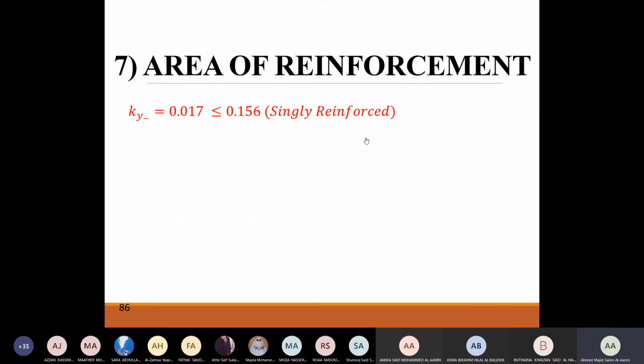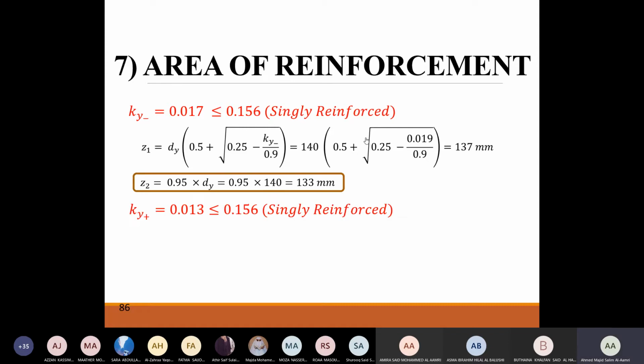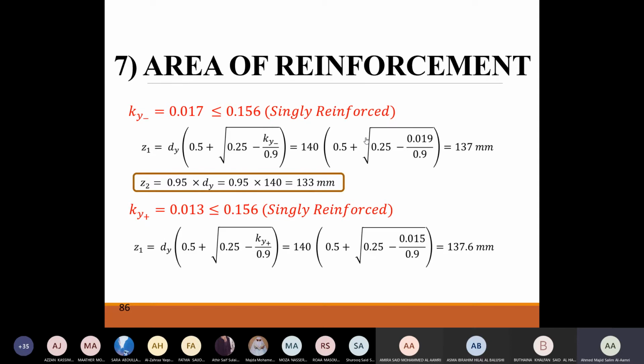After calculating for Kx negative and Kx positive, we are going to calculate now for Ky negative. Once again, we check it with 0.156, Z1, Z2, and we take the minimum of the two. Then Ky positive. You remember that we have 4 betas, meaning 4 Ks, meaning 4 As. So Ky positive 0.013 is lesser than 0.156, so it's singly reinforced as always. We found Z1, we found Z2, and then we choose the lowest of the two. Now you can see the only thing changing between the equations is the value of K and the value of d. Previously, we were using dx whenever it was Kx. Now it's Ky, so that's why we're using dy.